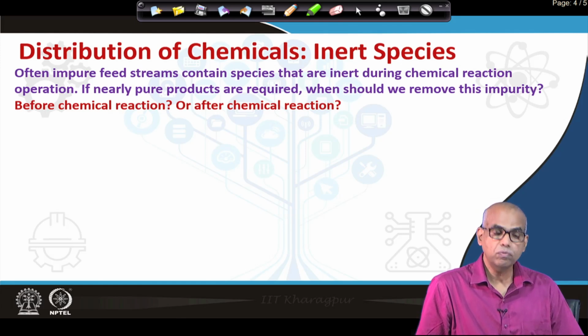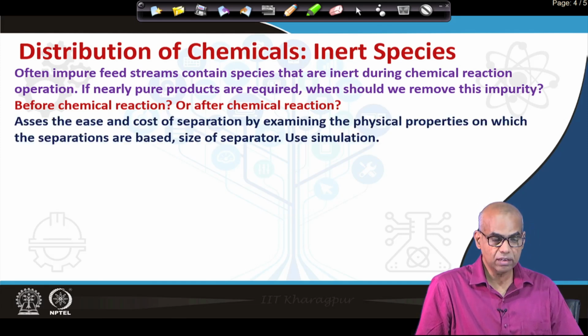Distribution of chemicals, inert species. Often impure feed streams contain species that are inert during chemical reaction operation. If nearly pure products are required, then you have to remove this impurity. Now, the question is, when should you remove the impurity? Should you remove the impurity before chemical reaction or after chemical reaction?